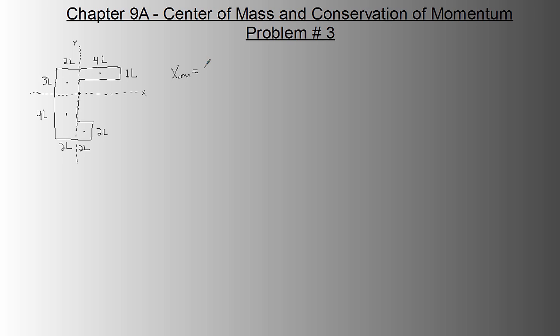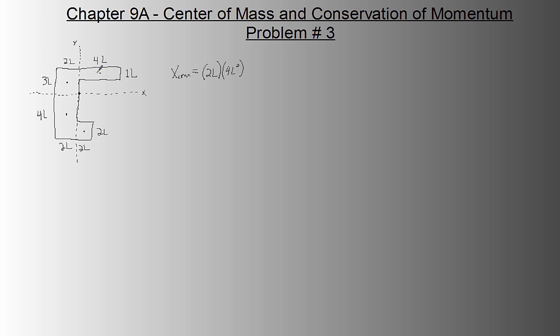So the x is 2L, and then what's the mass of this piece? Well, we're going to use the whole area is proportional to mass, but that only works if it's uniform density. If any of these pieces were more dense than another, we couldn't do this. So what's the area of this rectangle? 4L times L is 4L squared. So that's for this rectangle.